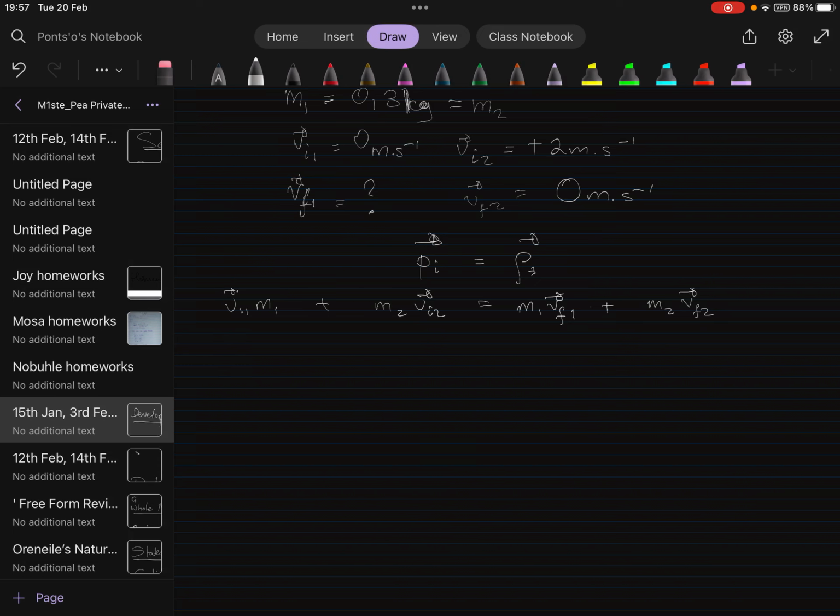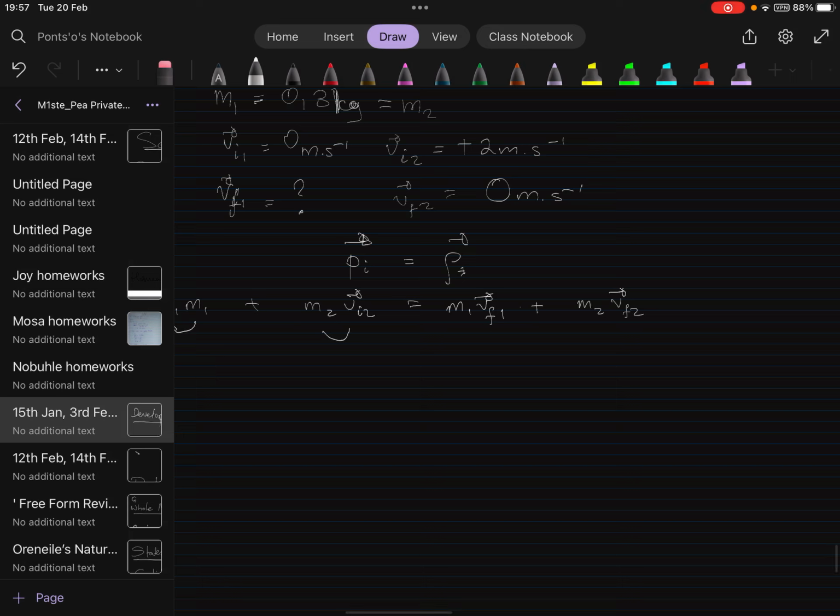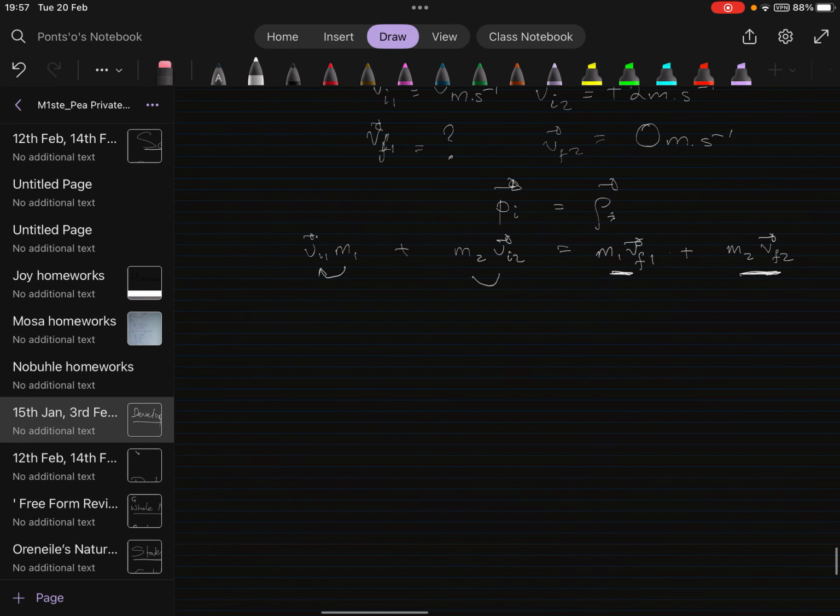Yeah, it's the mass of the first object times the velocity of the first object plus the mass of the second object times the velocity of the second object. And those two added together equal the mass of the first object times its final velocity plus the mass of the second object times its final velocity.